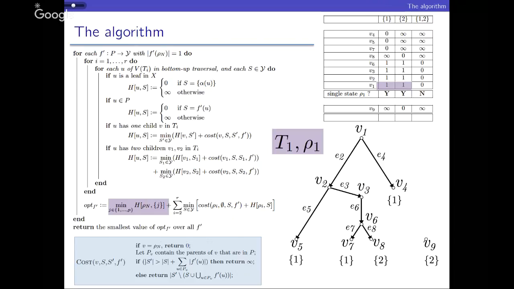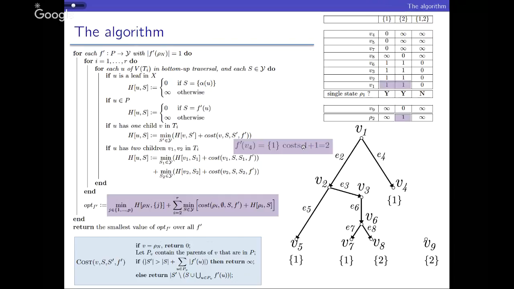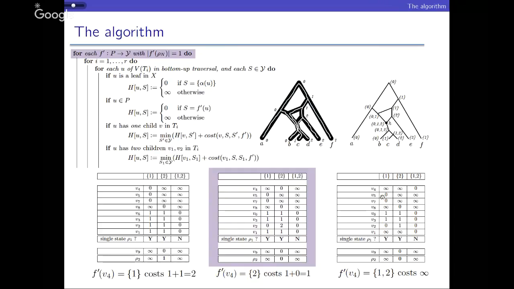And this overall cost is the minimum cost of having one allele at the root, because in this model we start with one allele. So the root is associated with a single state, so either one or two in this example. This is why we minimize here, plus the cost of reattaching all these subtrees that were floating around. In this case this is 1 plus 1. So we do it for all possible ways of assigning the parents of the reticulation we had in P. So here we had only before. So we try before equal one, we try before equal two, and we try before one and two, and then we take the minimum of this.